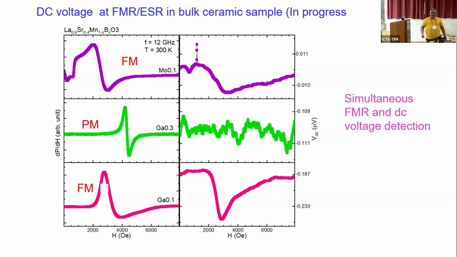So the last slide. All that people have studied is that you can induce the DC voltage due to inverse spin-Hall effect in bimetallic layers. Here we are a bit crazy.